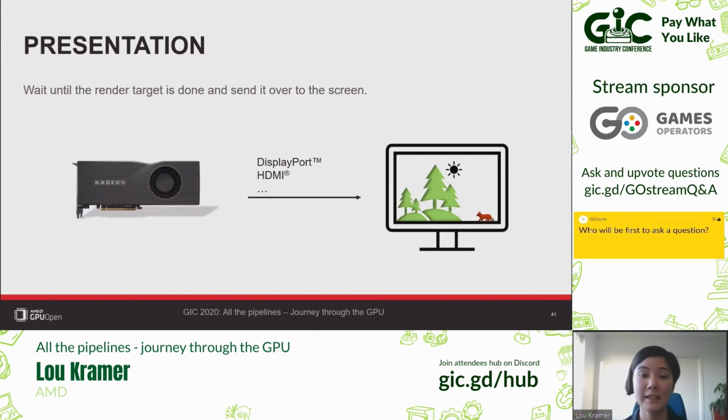And then at the end, when we have our final image, we send it over to the screen, usually using either DisplayPort or HDMI, and then we display it.